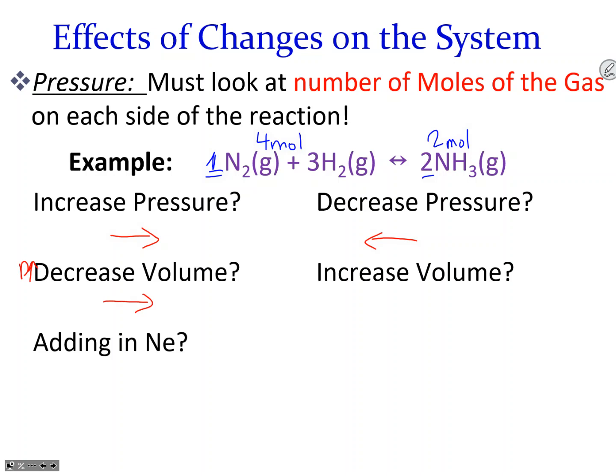Increasing volume tells you what about the pressure? Pressure is decreasing, so it's going to go to the side with more moles. And look here, neon, noble gas, inert gas. So this one's going to be a no change or no shift. That happens too.